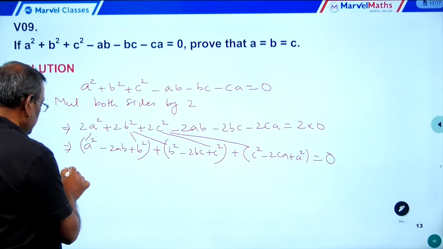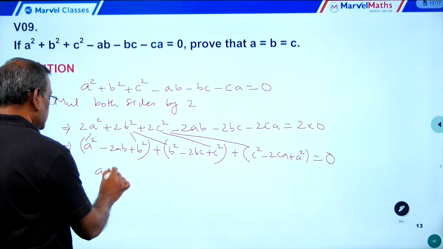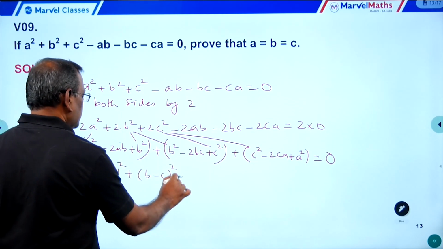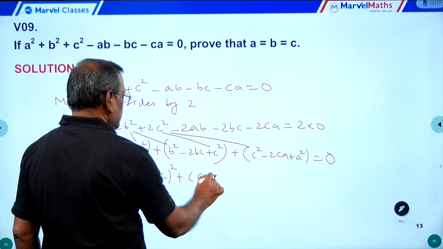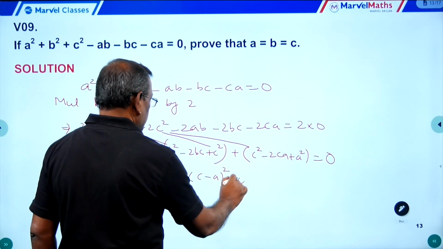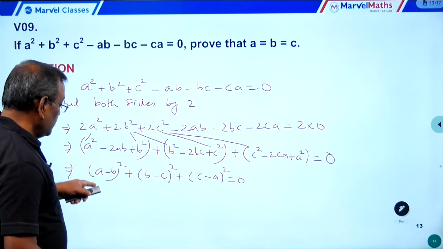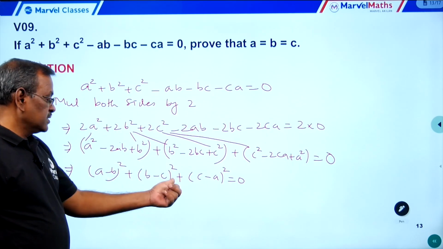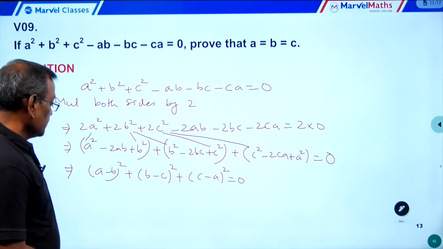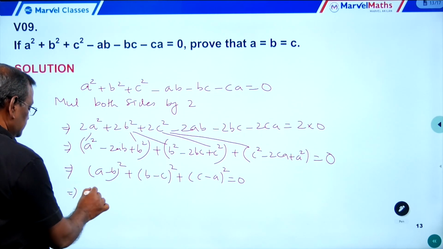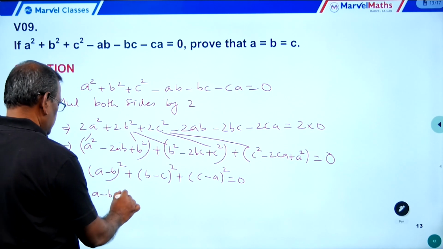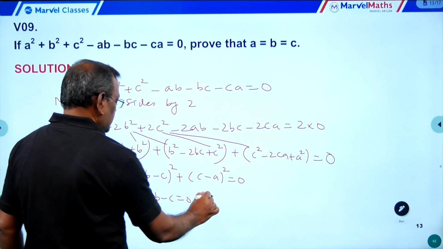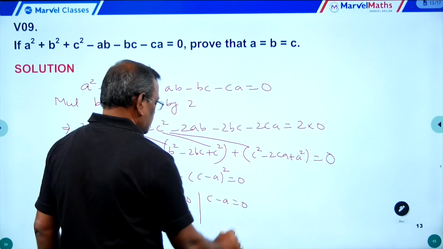So what is the value of the first group? a minus b the whole square plus b minus c the whole square plus c minus a the whole square equal to 0. So one of the very important stage, a minus b whole square plus b minus c whole square plus c minus a whole square equal to 0, which implies a minus b equal to 0, b minus c equal to 0, c minus a equal to 0.